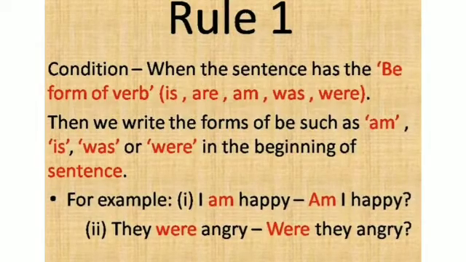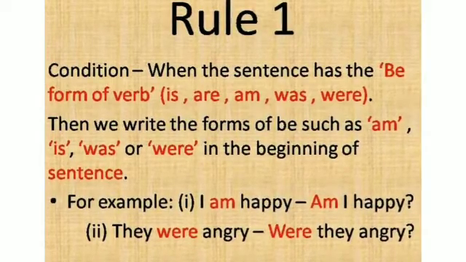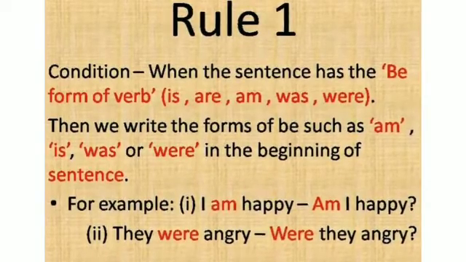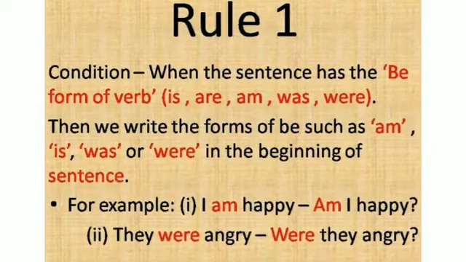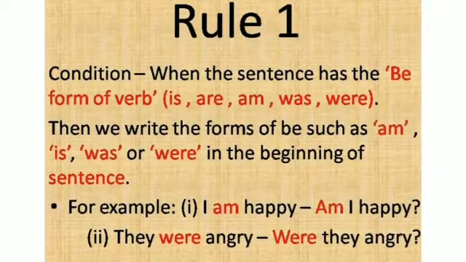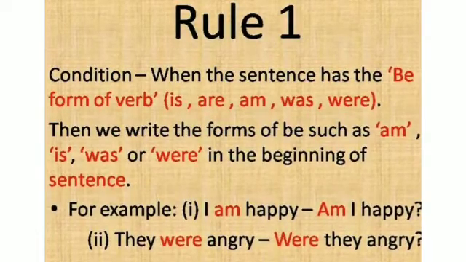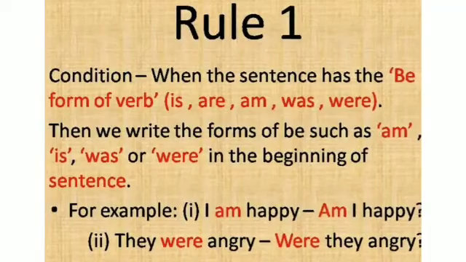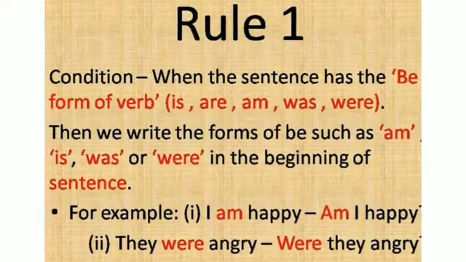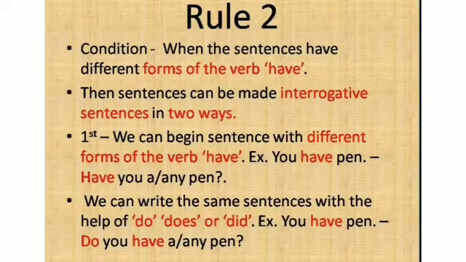Rule number 1. When the sentence has the be form of verb, that is, are, am, was, were, then we write the form of be, such as am, is, was, or were, in the beginning of the sentence. For example, I am happy. So you can see that I have written am in the beginning of the sentence and formed the interrogative sentence. What is the sentence? Am I happy? See the next example. They were angry. So here I have written were in the beginning of the sentence. Were they angry?